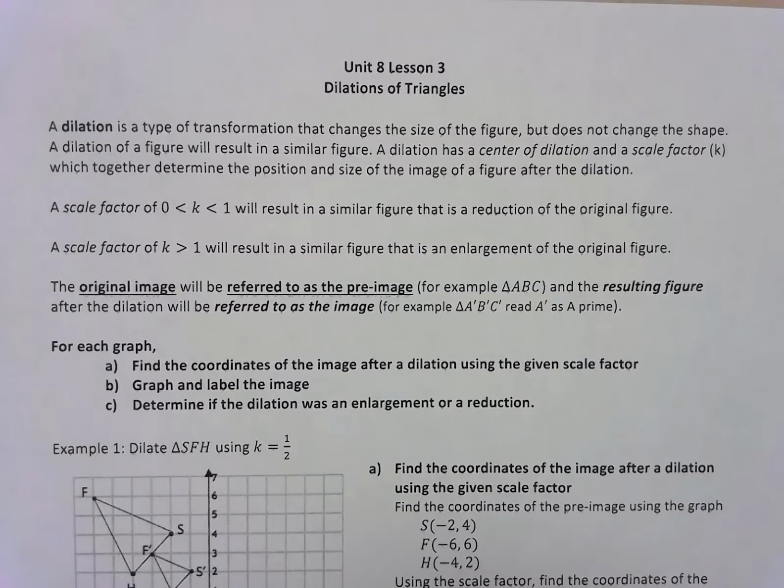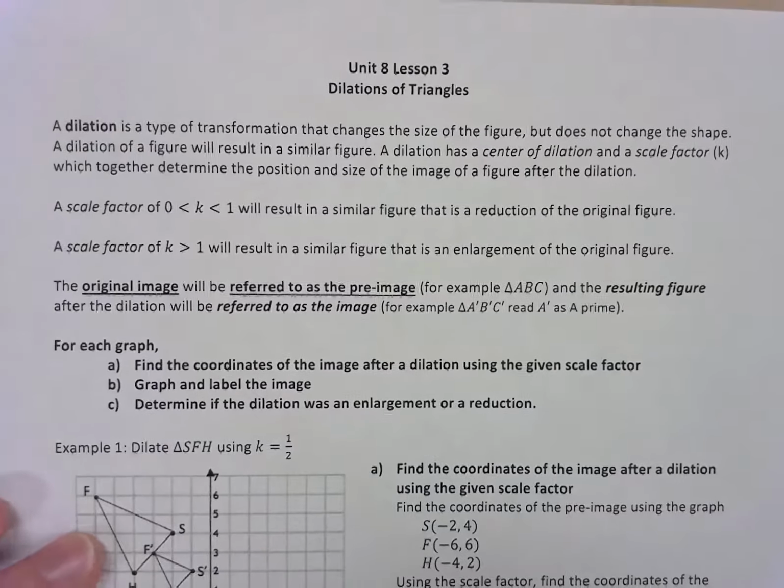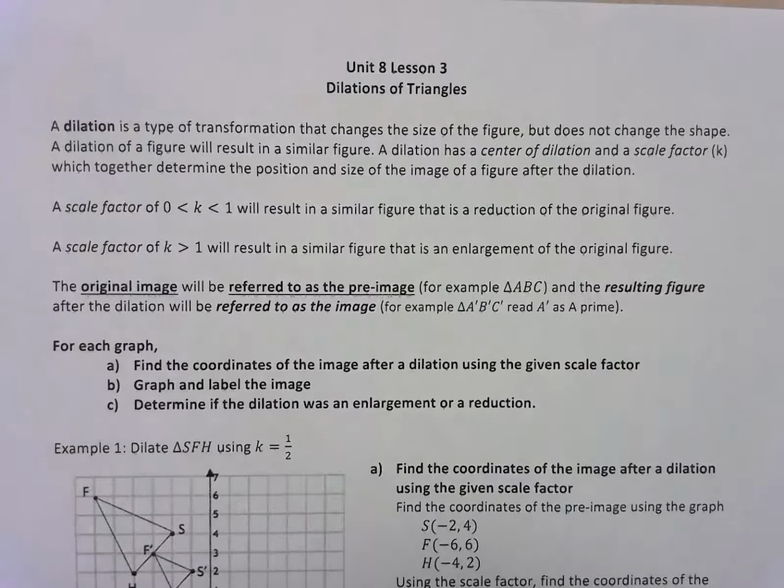We will be doing dilations where our center of dilation is the origin. If a scale factor is between 0 and 1, so a fraction or a decimal that's between 0 and 1, it will result in a similar figure that is a reduction, or smaller than the original figure. A scale factor that's greater than 1 will result in a similar figure that is an enlargement, or larger than the original figure.